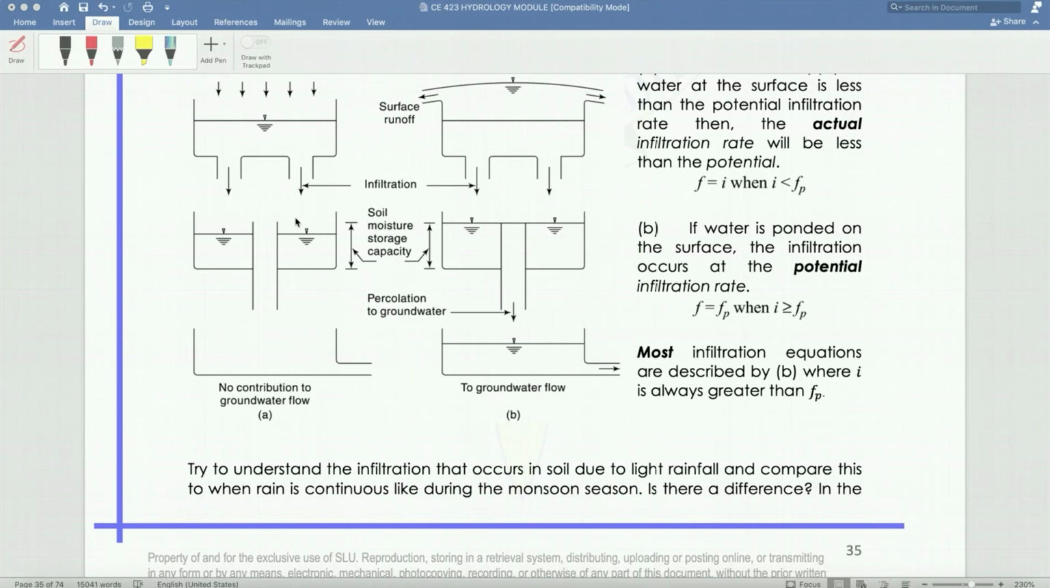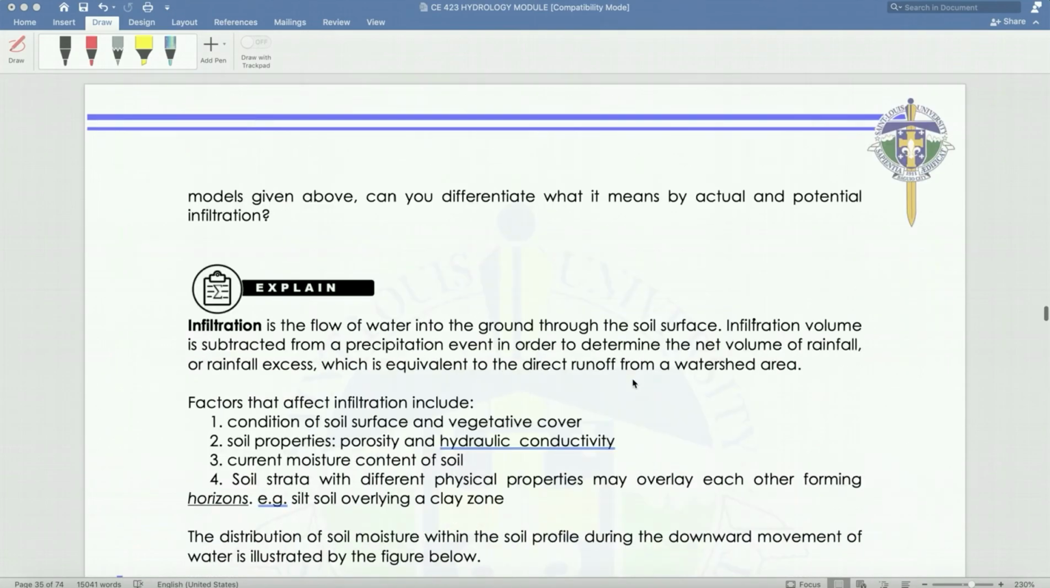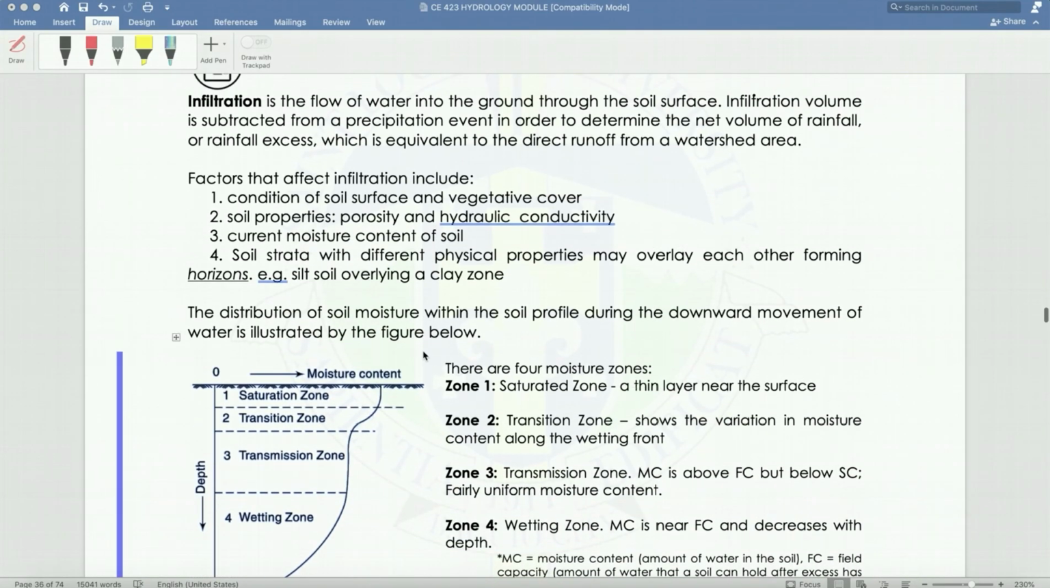So mas mabilis ang infiltration yan kasi yung mga voids natin air lang siya. Okay? So, mas mabilis na makakargahan. So, mabilis na magsisip yung water natin. Okay? And next is the soil strata with different physical properties may overlay each other, forming horizons.